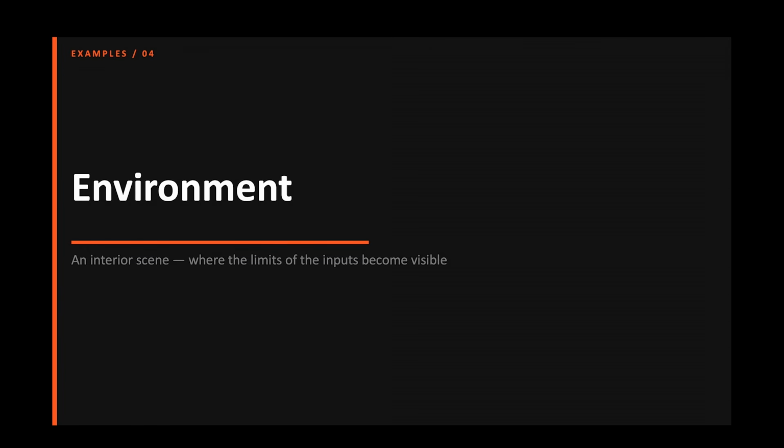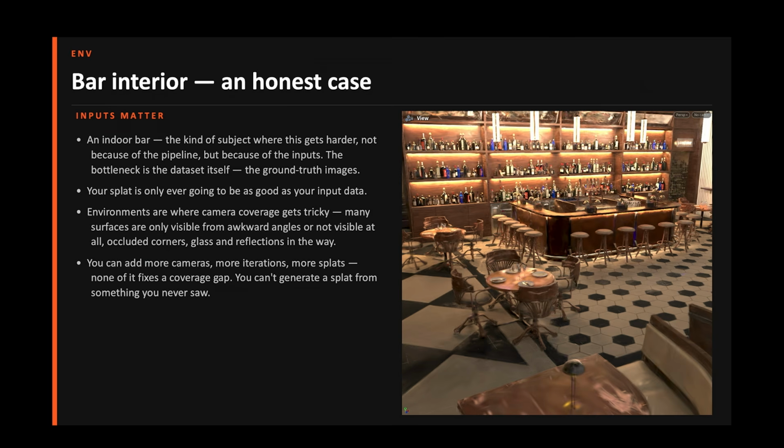All right, so what about the environments? The last bit we did not cover it. So let's have a look at this bar scene. Of course, the bar scene, I name it as an honest case, because this bar is a kind of subject where this really gets harder, but not because of the pipeline, but because of the inputs. Like the bottleneck, of course, is the data set you are feeding to the training, the ground truth images. And your splat is only ever going to be as good as your input.